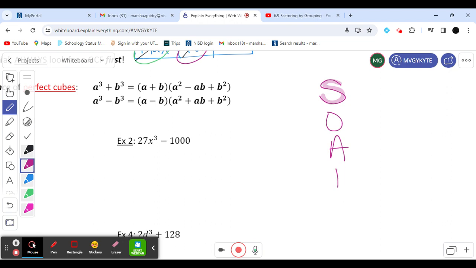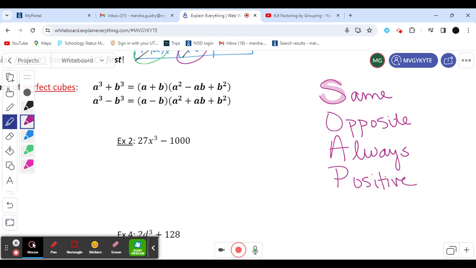SOAP helps us remember how our signs go in this factoring. The S stands for same. The O stands for opposite. The A is for always. And the P stands for positive.